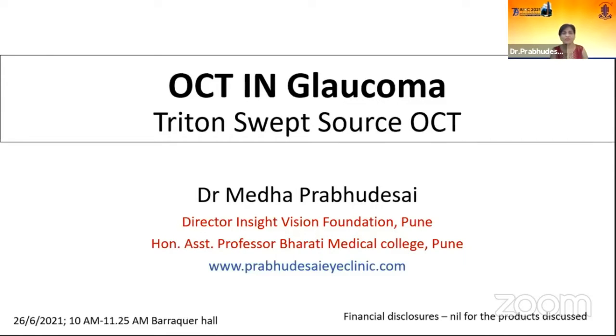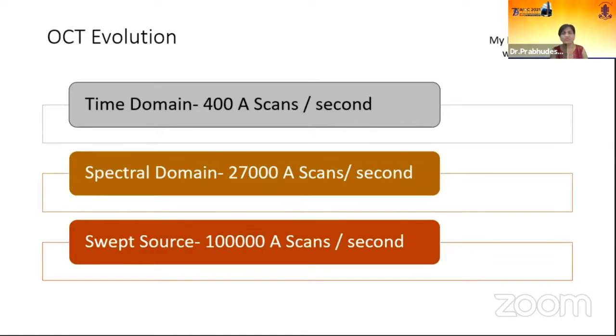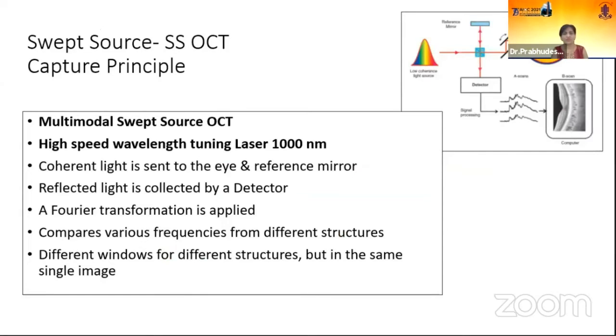I'm going to talk on Triton swept source OCT. So OCT, we have seen evolution. Time domain had 4,400 scans per second, and this I had in 2005. Spectral domain I had 2012, and swept source now I'm having for the last 4 years. So coming to swept source.